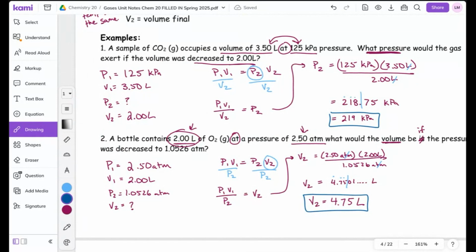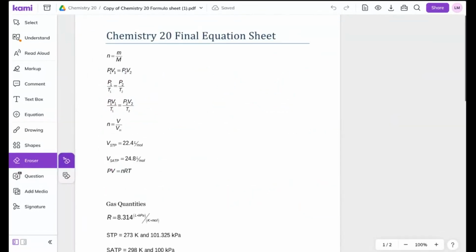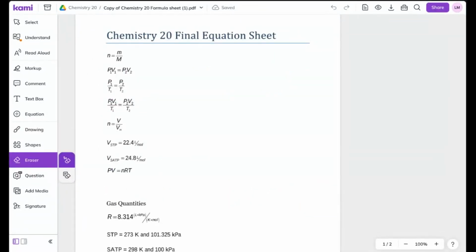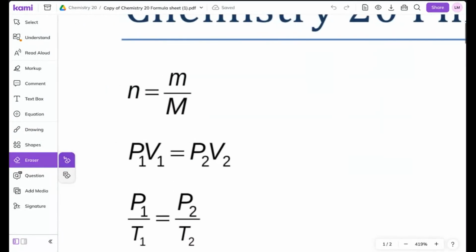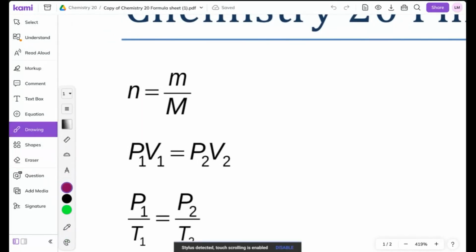And just for your information here, if you have this equation sheet, then you can find Boyle's law right near the top, right here.